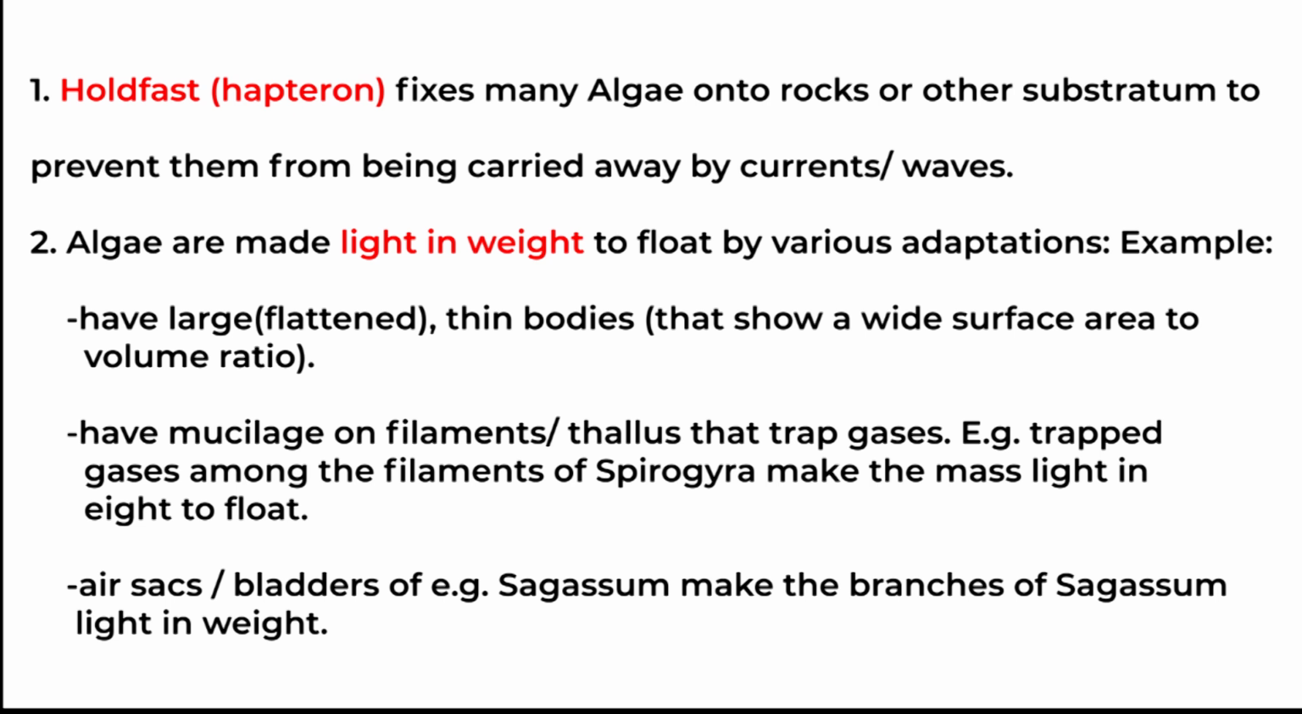The algae are made light in weight to float by various adaptations. They have large, flattened, thin bodies so that they have a large surface area to volume ratio. So they are made light. And then mucilage among the thalloids also traps gases to make them float. They also have air sacs or bladders like Sargassum that make the branches of algae light in weight to float.